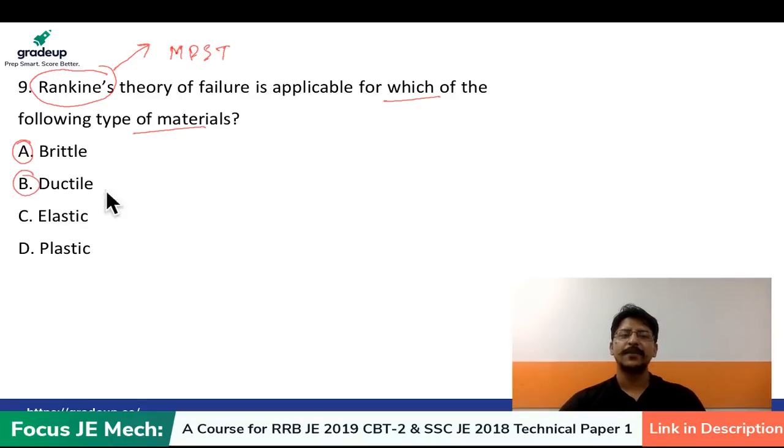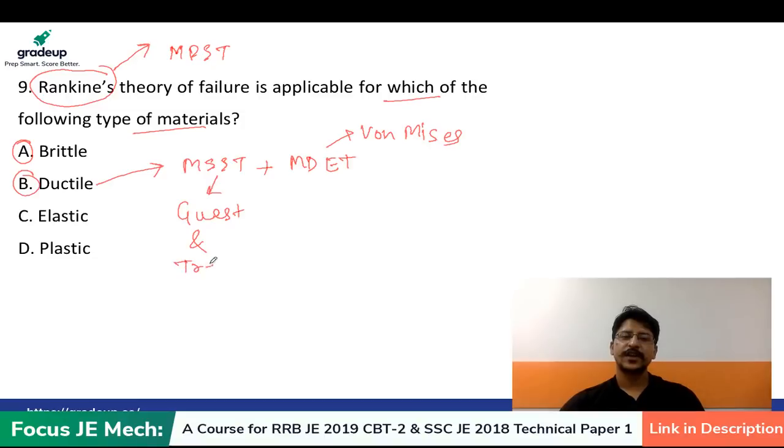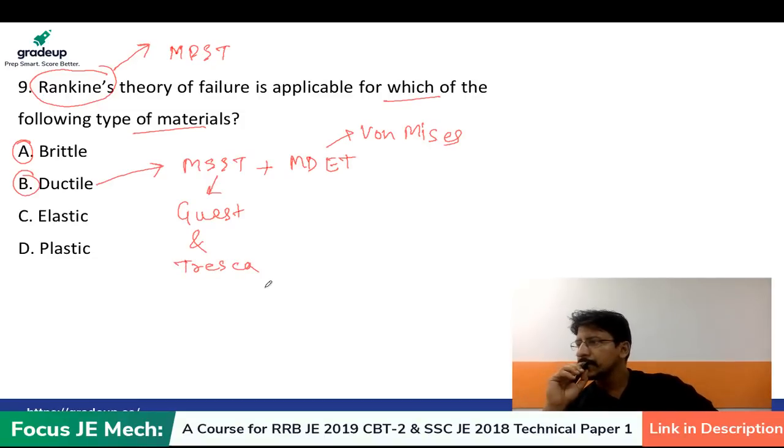But if it is asked for ductile material, the best theories are maximum shear stress theory, MSST, and MDET, that is maximum distortion energy theory, also known as the von Mises theory. MSST is also known as Guest and Tresca's theory. Clear? MSST is Guest plus Tresca, MDET is von Mises, and the theory best suited for brittle material is MPST.